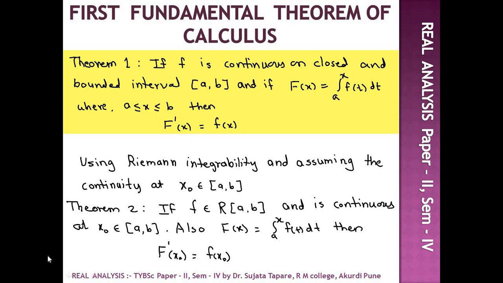If f is continuous on closed and bounded interval [a,b], and if F(x) is equal to integration a to x f(t) dt, then F'(x) is equal to f(x). We can restate this theorem by using the Riemann integrability of the function. For this one, the function does not necessarily have to be continuous at each and every point of closed interval [a,b]. Suppose it is continuous at a particular point x0 belongs to closed interval [a,b] and f is Riemann integrable, then also we have F'(x0) is equal to f(x0).